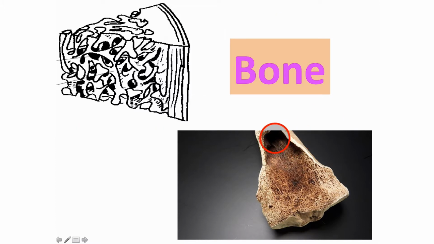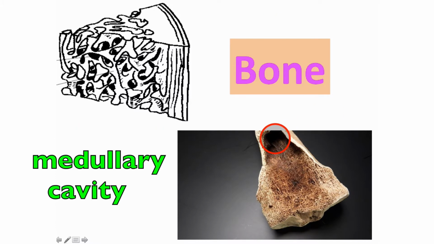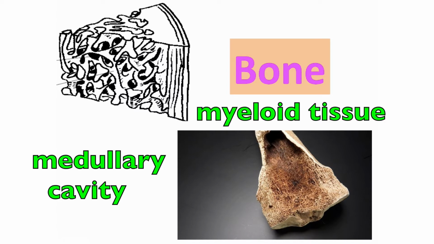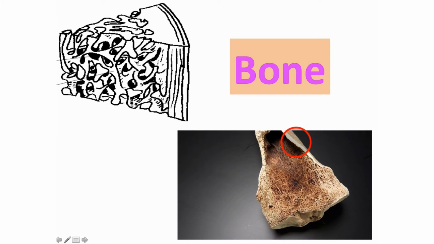This space right here is the opening for the medullary cavity, or the bone marrow cavity, that contains myeloid tissue, otherwise known as red bone marrow, which provides synthesis of blood cells until roughly adulthood, when it turns into yellow bone marrow storing fat.